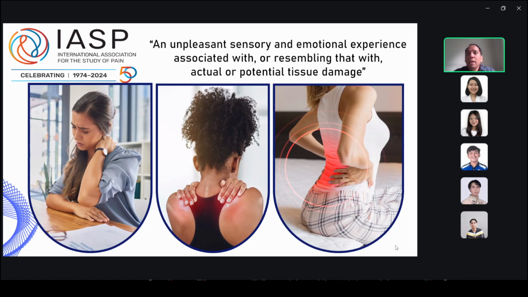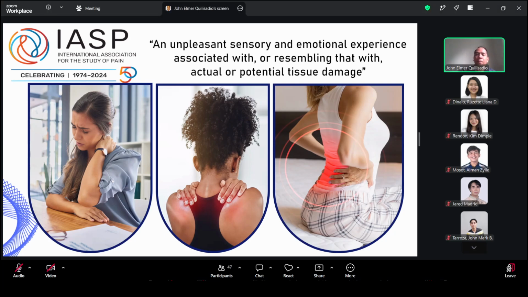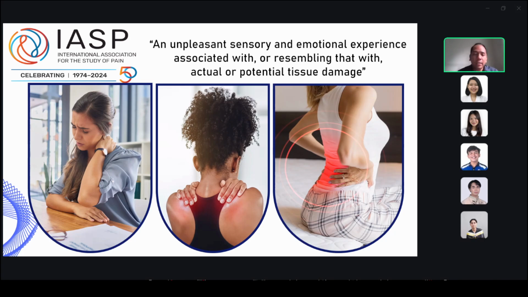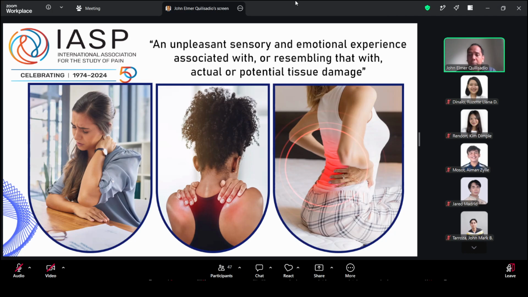Actual meaning merong inflammation. So when you are already in second year, you will have a lecture on the inflammatory process, di ba, sa general pathology. Or potential tissue damage, if ever there is no actual evidence of inflammation yet, pwede na siyang magkaroon ng pain pa rin because of the potential tissue damage. So definitely these three patients are complaining of pain: neck pain, shoulder pain, and low back pain.